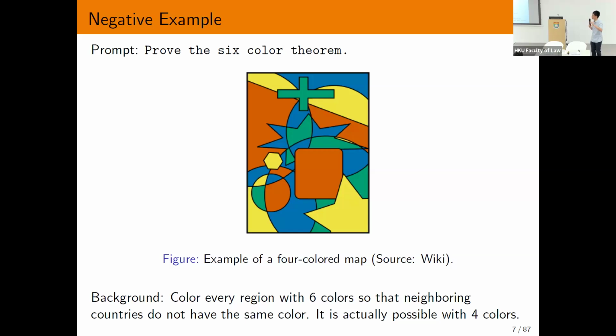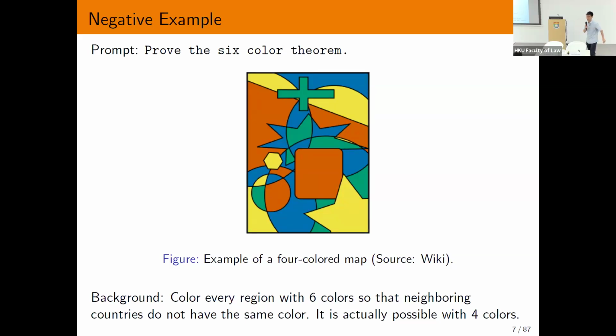So the question is, can you show that no matter how I draw a map, I can always color the entire world, all the countries in the world, with at most 6 colors, so that the countries that share a border do not share the same color. Okay, so that's the question. Prove this.